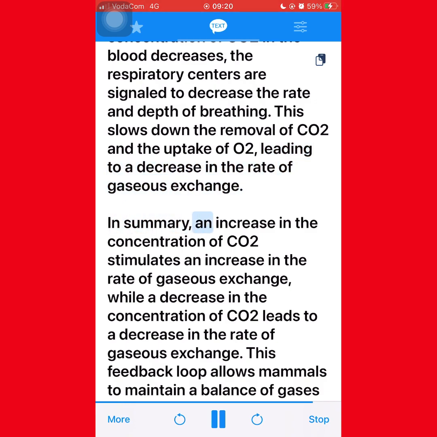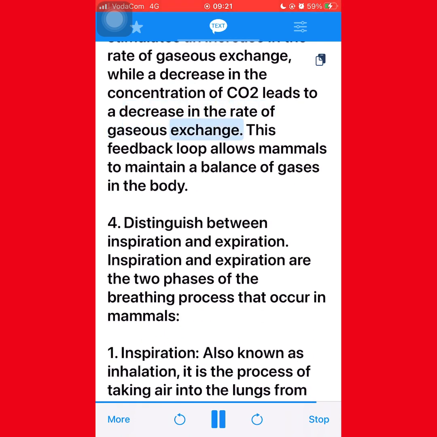In summary, an increase in the concentration of CO2 stimulates an increase in the rate of gaseous exchange, while a decrease in the concentration of CO2 leads to a decrease in the rate of gaseous exchange. This feedback loop allows mammals to maintain a balance of gases in the body.